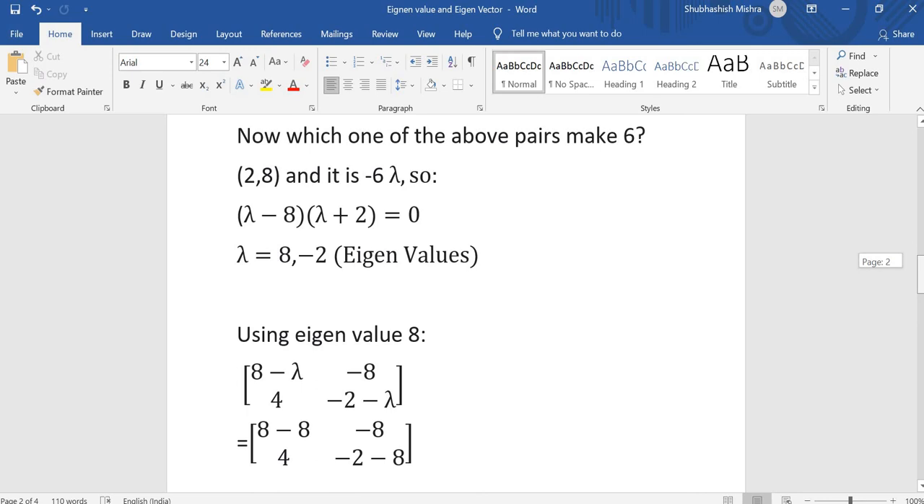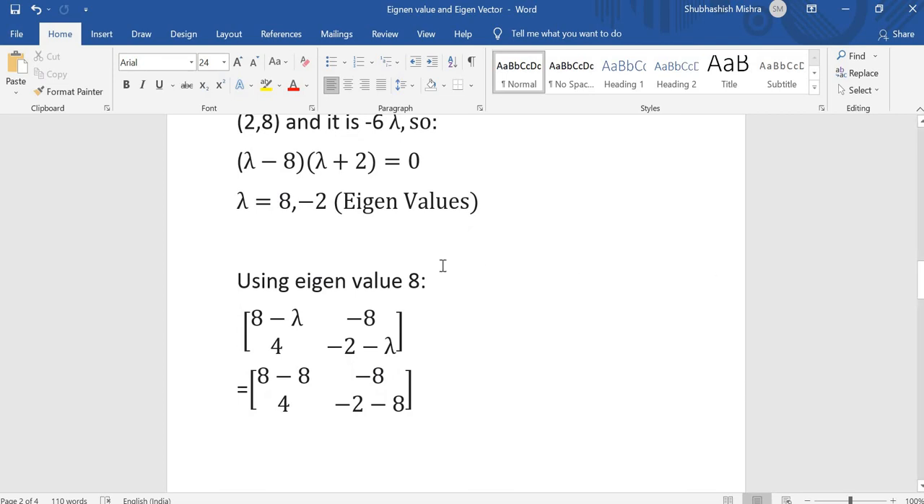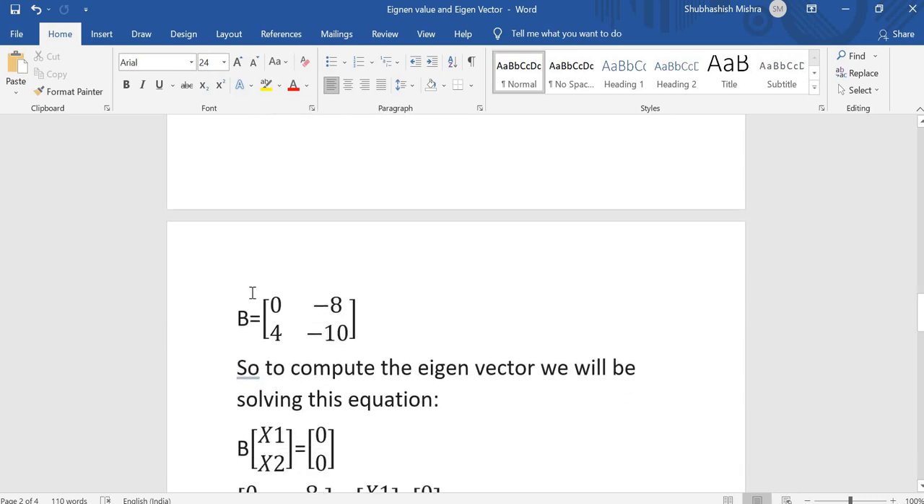So let's take the lambda value as 8. So let's take the eigenvalue as 8, and let's find the eigenvector for this. So the equation is the determinant of the matrix 8 minus lambda, minus 8, 4, minus 2 minus lambda, which is equal to 0. So let's replace lambda with 8. So 8 minus 8, minus 8, 4, minus 2 minus 8. So what is it exactly? We get 0, minus 8, 4, minus 10.